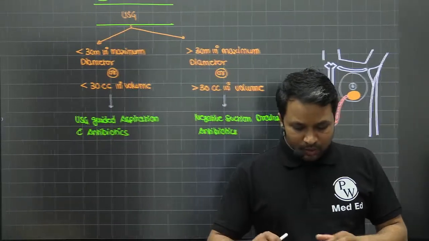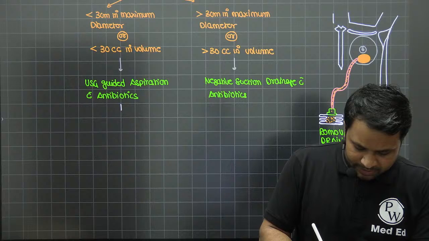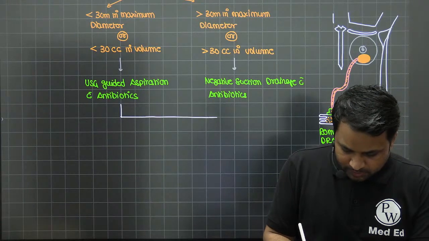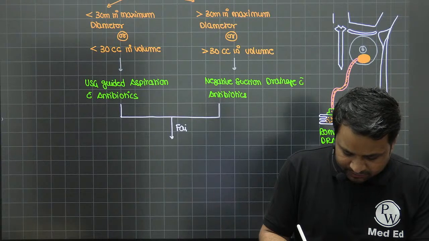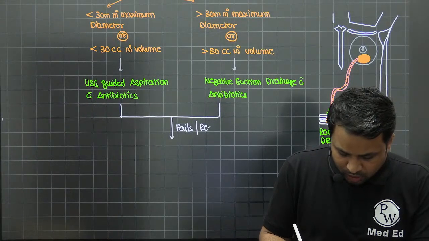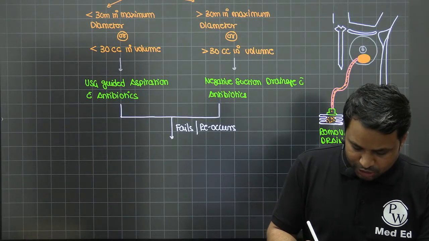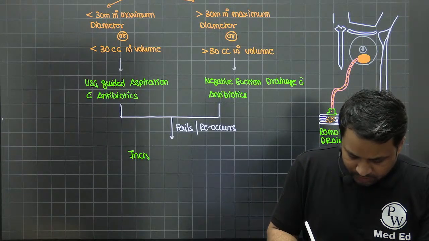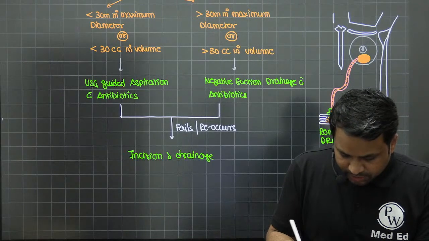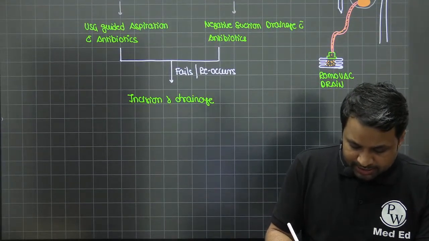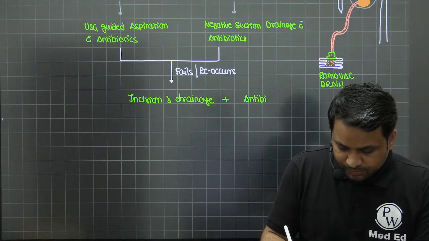Now, even after doing this, if it reoccurs, let's say you have done both these methods based upon the criteria that was presented to us. If it fails to resolve, or if it reoccurs, then you have to take the patient for incision and drainage, obviously with antibiotic coverage.